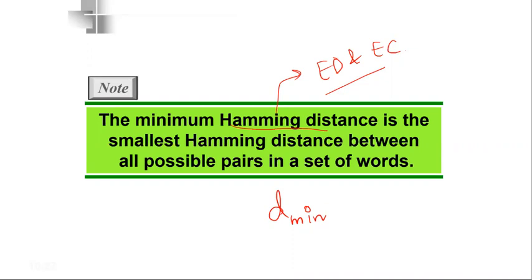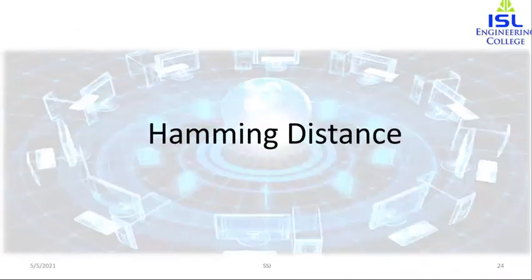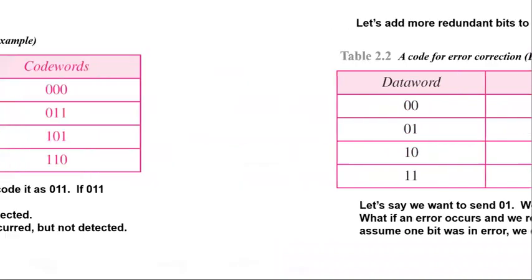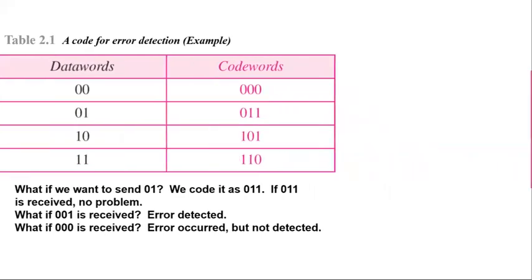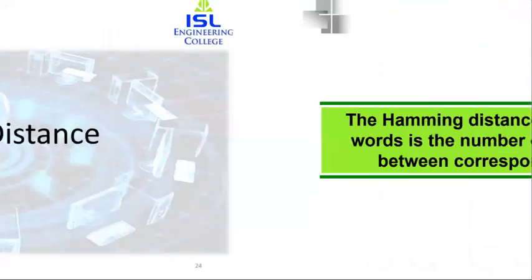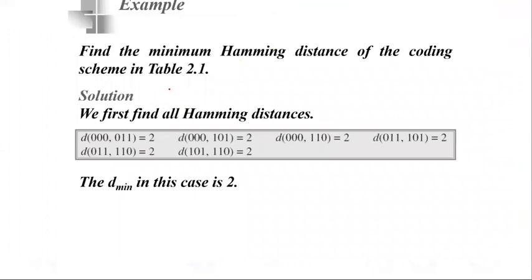To find the value, we need to find the Hamming distances between all the words and select the smallest one. We will take our earlier table as an example, and in this table we will try to find the minimum Hamming distance of this set of code words. So let's do that. We first need to find all the Hamming distances. We have 4 words, so we will have all the combinations in this way.